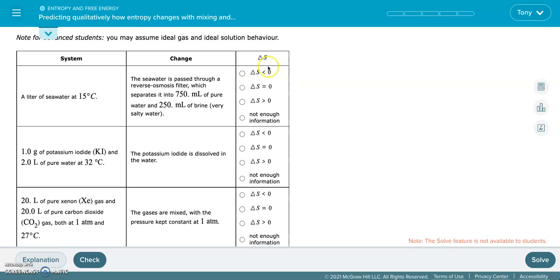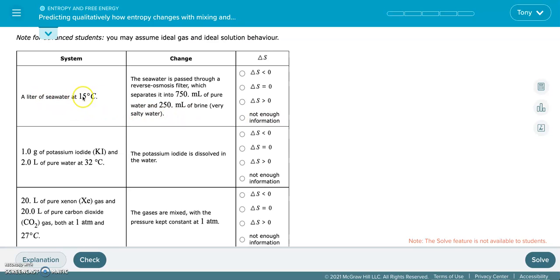Over here, just in case you're unfamiliar or just want to make sure we're reading this correctly, this top one indicates that the delta S, the entropy, would be decreasing. So entropy less than 0 means decreasing, staying the same, this represents increasing. The entropy of the system would be increasing. And not enough information would be where we have two separate changes, where one change is causing the entropy to decrease and the other change is causing the entropy to increase. In those cases, there's not going to be enough information for us to tell what the overall change is going to be. Okay, so let's go ahead and jump into it.